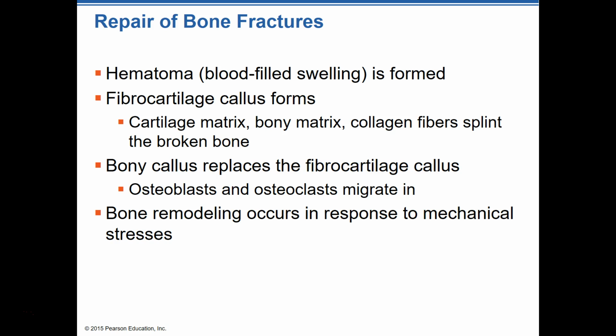When a bone is broken, oftentimes we get that blood-filled swelling, or a hematoma. Then a fibrocartilage callus forms. Basically, it's a cartilage matrix, and the collagen fibers will kind of help splint that into place a little bit. And then eventually a bony callus begins to replace the fibrocartilage. And then osteoblasts and osteoclasts migrate in and do bone remodeling, trying to fix it. So when we look at a bone that has been broken on x-ray, a lot of times we can see that it's been broken because there's like a little knot right in the middle of it.